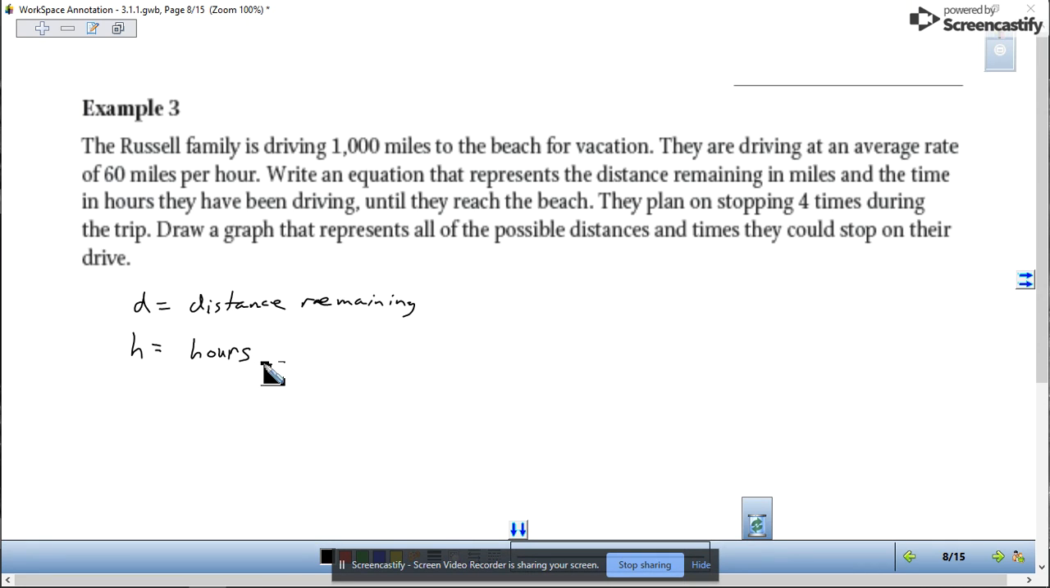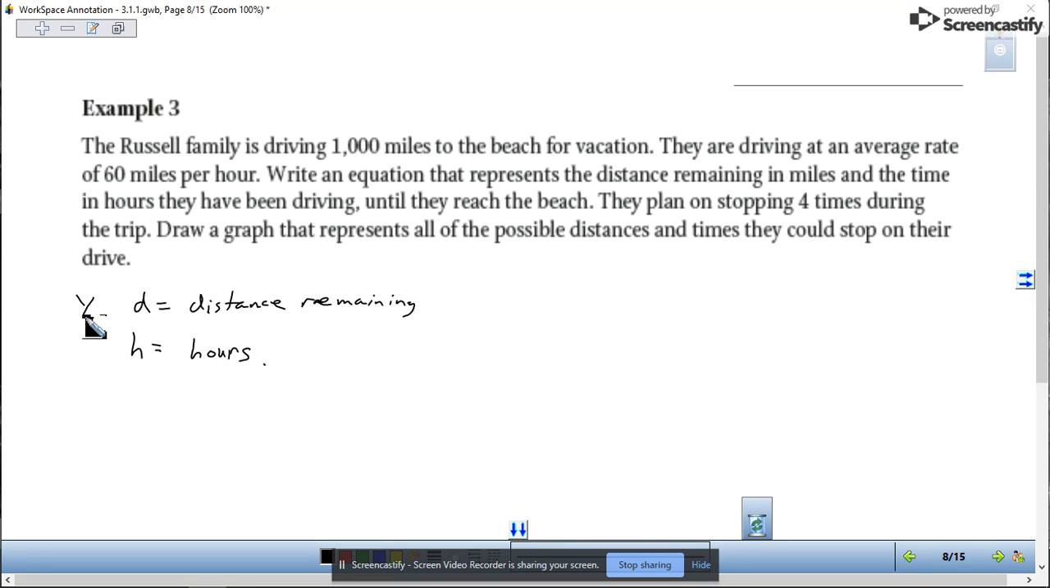The amount of time you drive is independent. You just get in the car and you drive. And depending upon how long you've been doing that, you will be closer to your destination. So the distance that's left is going to be dependent upon how long you've been driving. So H is your independent variable and D is your dependent variable.